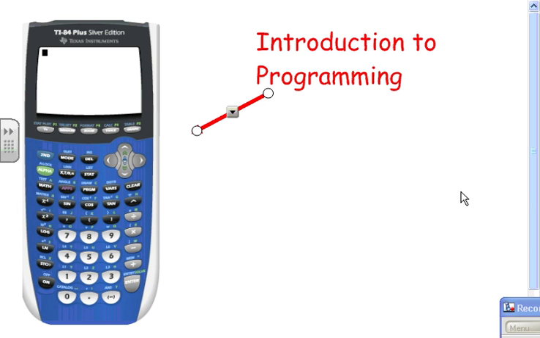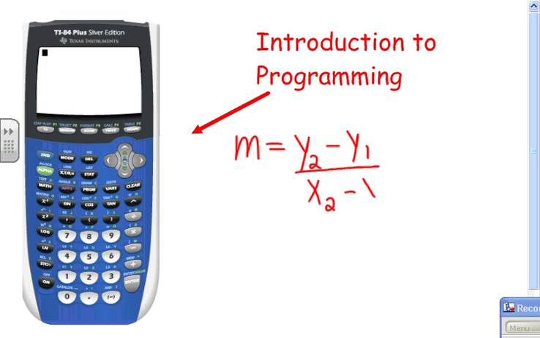This video shows how to make a simple program using the graphing calculator. Let's say we want to find the slope given 2 points. The slope is equal to y2 minus y1 divided by x2 minus x1. And that's the slope between 2 points, x1, y1, and x2, y2.